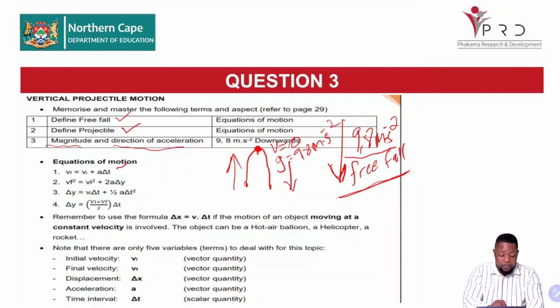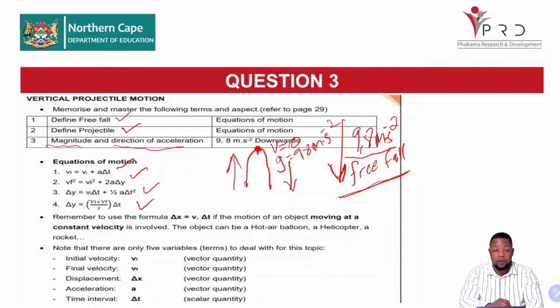The equations that are important for your projectile motion are listed here. These equations are very important and they are obtained on your data sheet. No need to memorize them. What is important is to know the meaning of each symbol. The Vi is for the initial velocity, Vf for the final velocity, delta x for the displacement, a for the acceleration, which is the gravitational acceleration in this case, and delta t is your time interval.